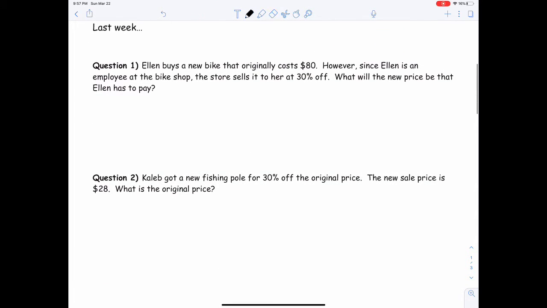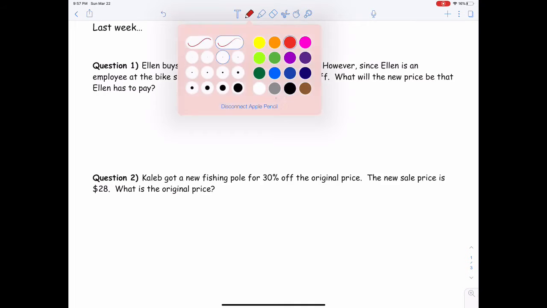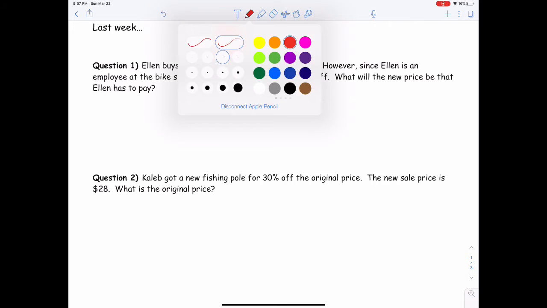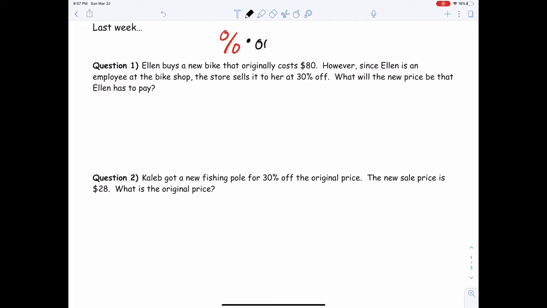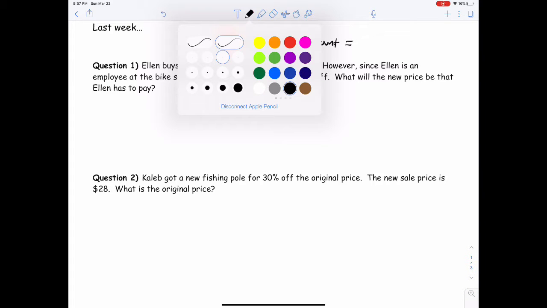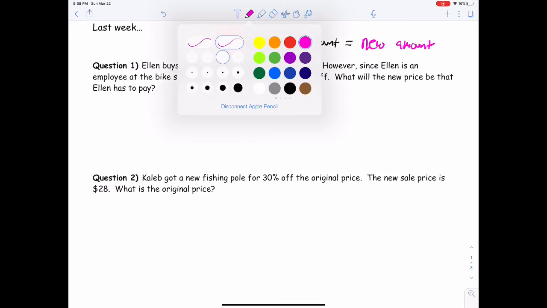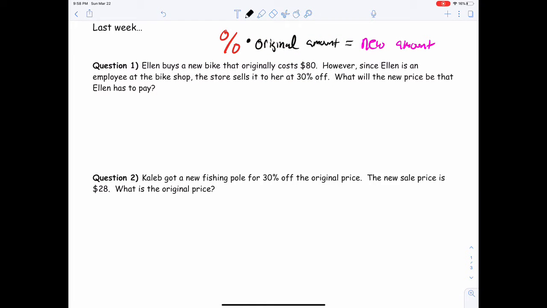Last week, this is kind of the stuff that we did. We've been doing percent problems, and how we do it is we really just take the percent and times it by the original amount of something, and that will equal our new amount. So we're going to be doing the same kind of stuff today, except we're going to have to do one question a little bit differently. So let's look at the first one here and see if we have to do anything differently.